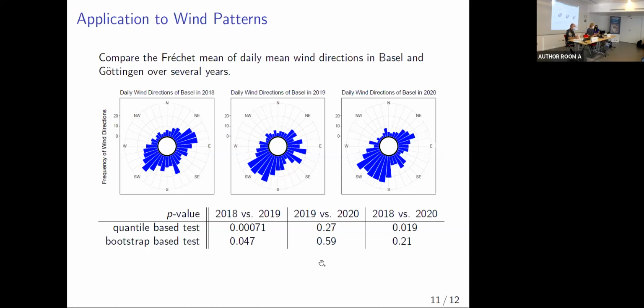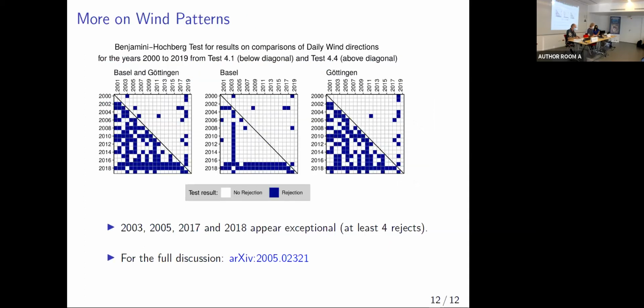So the upshot here is simply that the quantile-based test gives wrong p-values, and if you use the bootstrap corrected test, only one of these tests comparing the mean wind direction will actually reject. And we did a little more using a larger data set of years, where it turns out that the years 2003, 2005, 2017, and 2018 appear exceptional because they are really different from many other years.